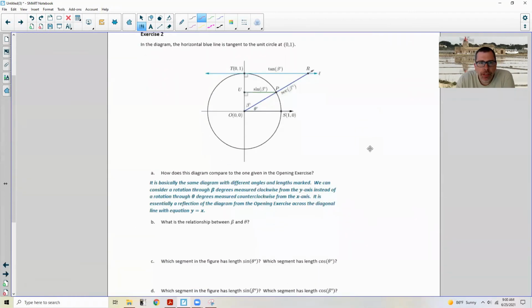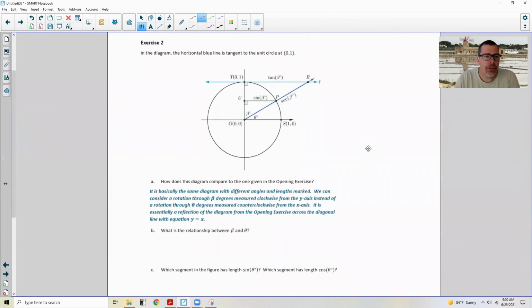Okay, page 2 brings us to exercise 2, and it says, or is this page 3? I believe it is page 3. So in the diagram, it says the horizontal blue line is tangent to the unit circle at the point (0, 1). So that is right here. That is a tangent. And a line going through a circle, if this continued the other side, it would intersect over here. So that is our secant.